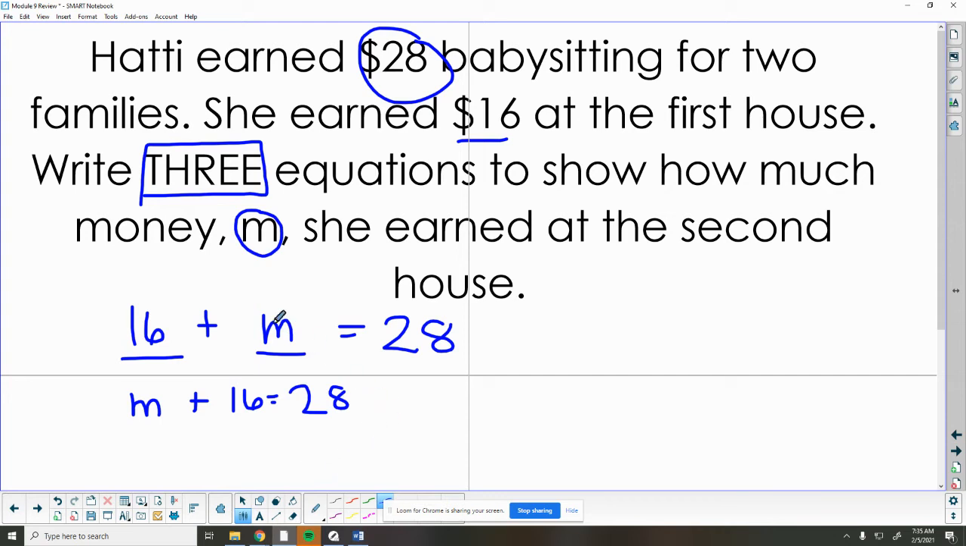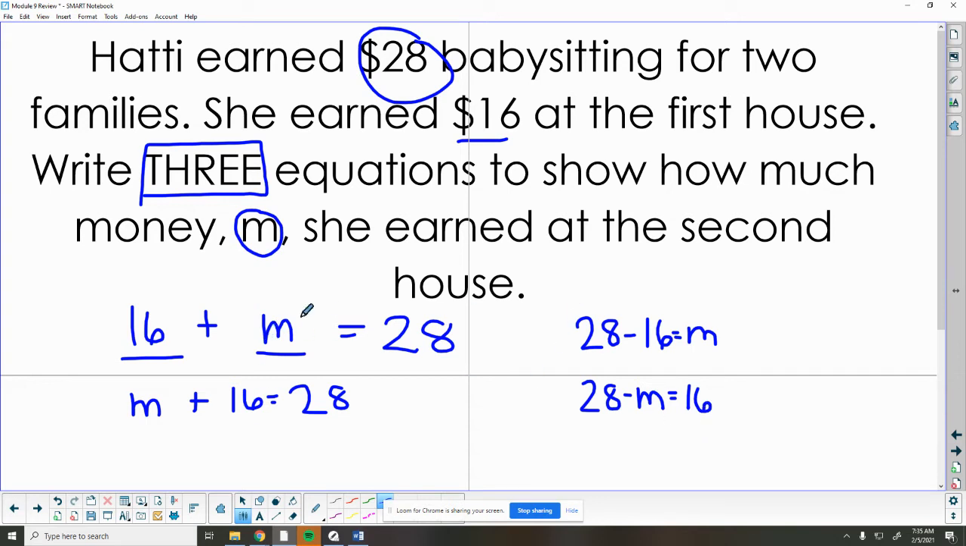We could also, the opposite of add is to subtract. So we could take our total and I could take away the money she earned at the first house, and that would tell me the money she earned at the second house, which if I found m all by itself is what I would be doing. I would have to take this 16 away from both sides. M equals 28 minus 16. I could also, another way, take my total, I could minus the money from the second house, and that would leave me with 16.